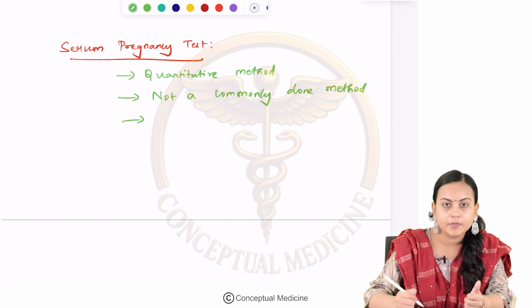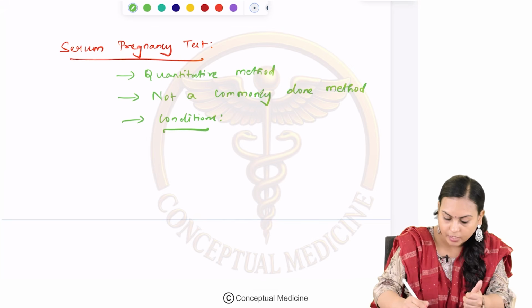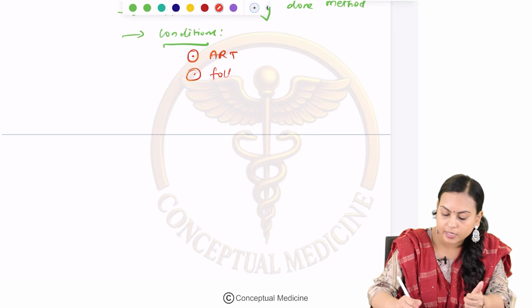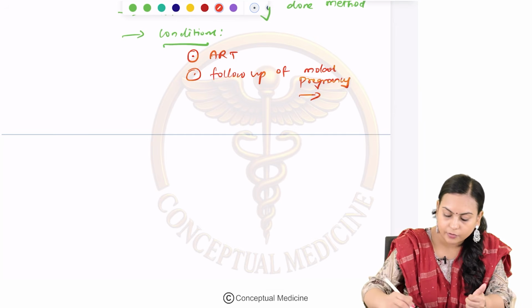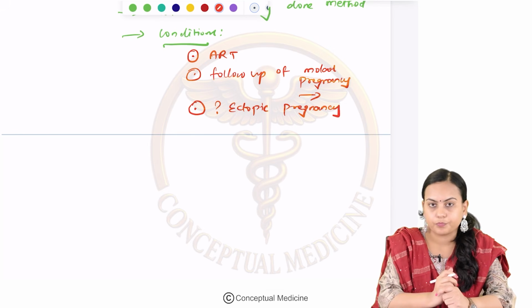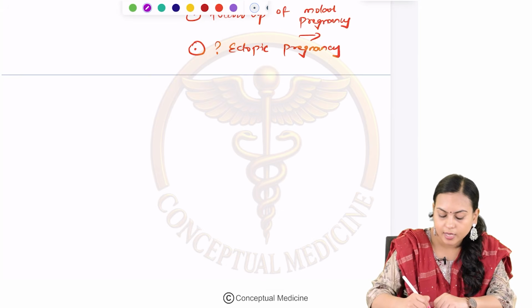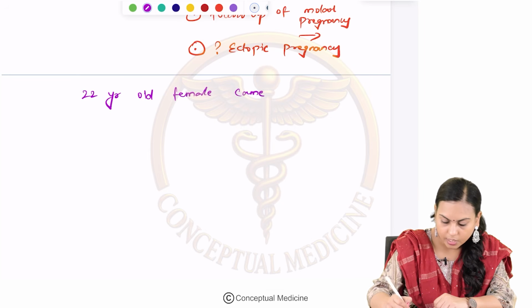Okay, usually serum HCG is tested in certain conditions, for example, if the woman is undergoing artificial reproductive techniques, or if there is a need for follow-up of molar pregnancy after its evacuation, or if there is a suspected ectopic pregnancy. Okay.